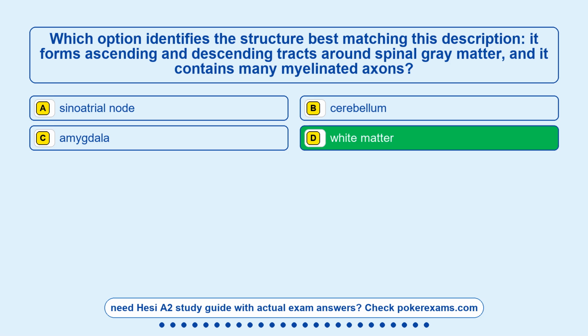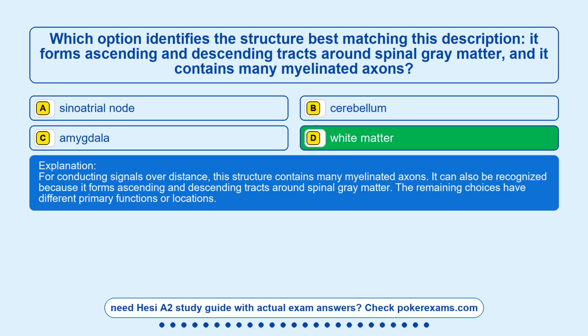The correct answer is option D, white matter. For conducting signals over distance, this structure contains many myelinated axons. It can also be recognized because it forms ascending and descending tracts around spinal gray matter. The remaining choices have different primary functions or locations.